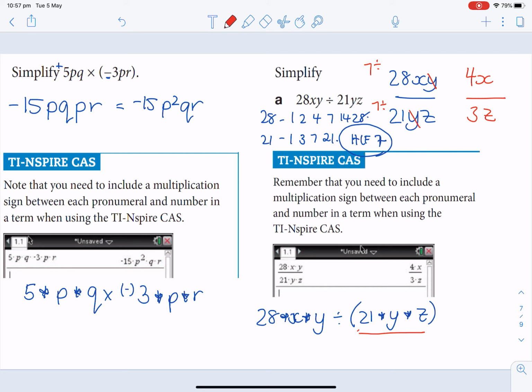Now remember, our BODMAS or our PEMDAS, whatever your order of operations rule is, it will do your brackets first. So it will calculate your brackets and say 21 times y times z. That whole thing is going to then be divided by the 28 term. All right, next slide.